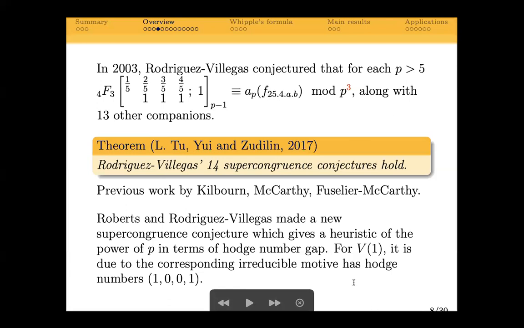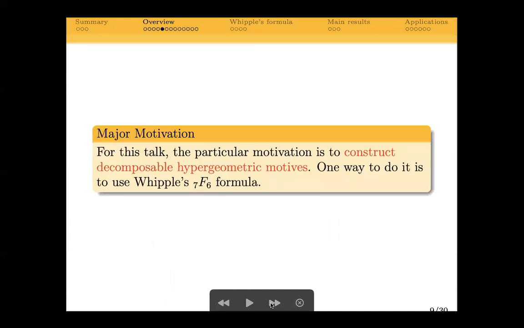So it became the motivation of my talk. I was trying to find hypergeometric motifs which are decomposable with a large Hodge number gap. All right, so that's the particular motivation for this talk. And one way of doing that is to use Whipple's 7F6 formula. Okay. Is there any question before I continue?